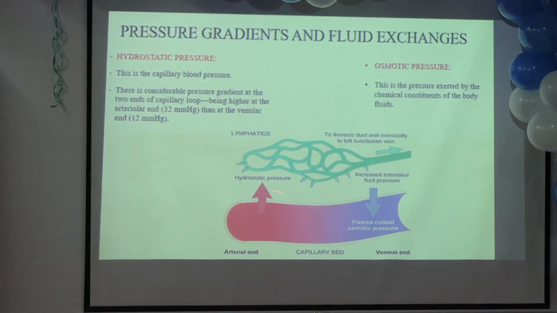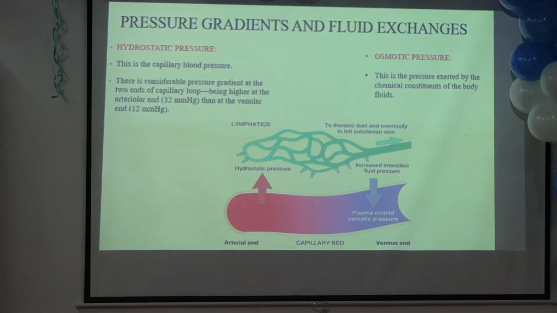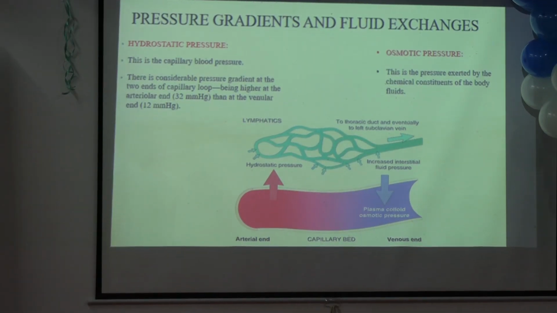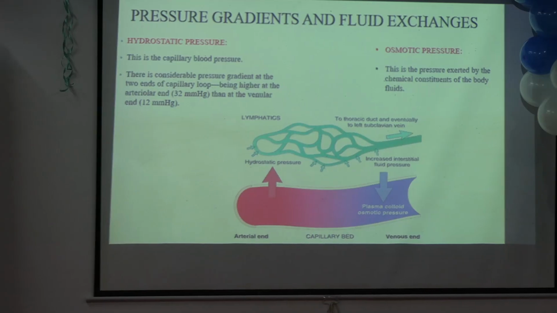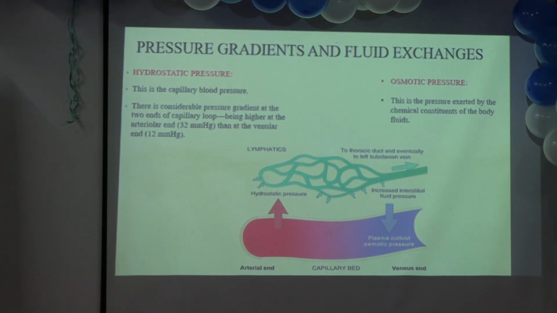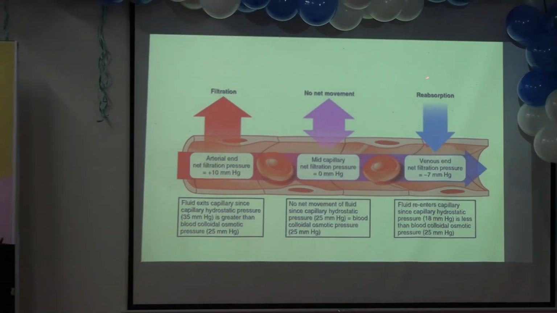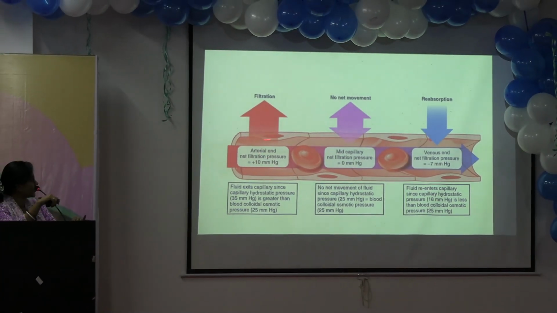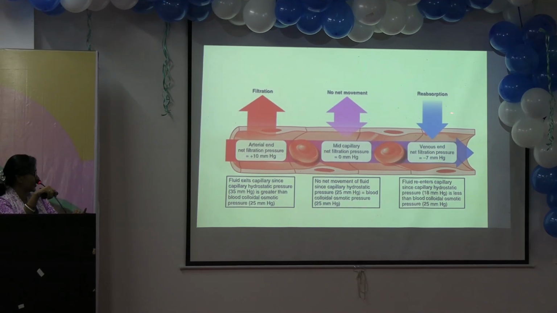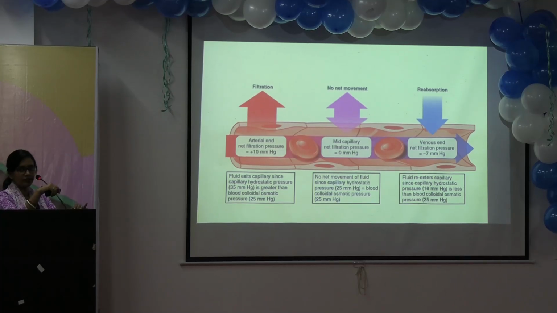Okay. So even after the action of these two pressures, there might be some fluid in the interstitium that is reabsorbed into the lymph. Okay. Is it clear? So the net result has to be, there has to be very little fluid in the interstitium. Clear with the concept? Okay, so here this is another diagram which explains it further. So there is filtration at the arterial end and there is reabsorption at the venous end with no net movement in the mid area. Clear?